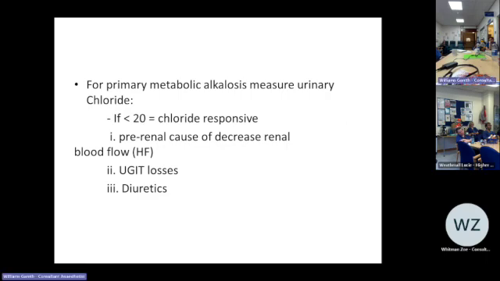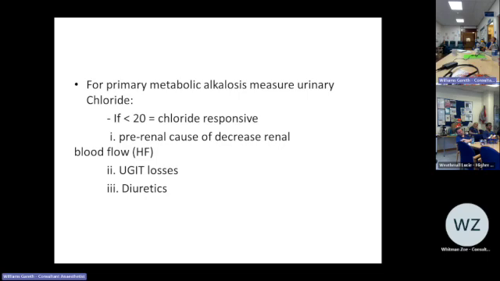In terms of the chloride responsive or unresponsive, you need to look at your urinary chloride. And if the urine is depleted of chloride, they're probably going to be chloride responsive. So upper GI losses would be an example of that, where you could start to correct an alkalosis with chloride. They talk about pre-renal causes here, so renal hypoperfusion, gut losses, or diuretics would be examples of that. I don't think it's something we use a lot at the bedside, the chloride response concept.